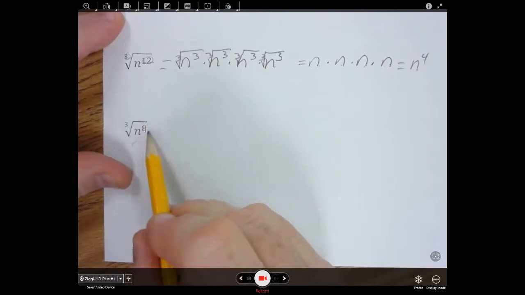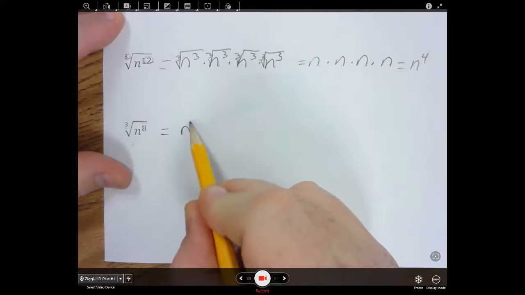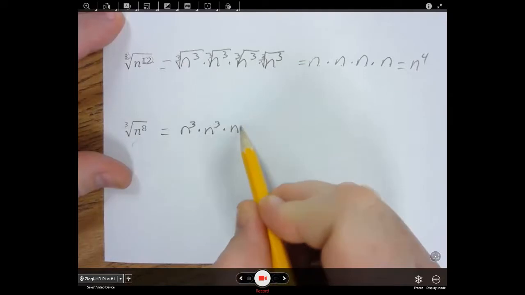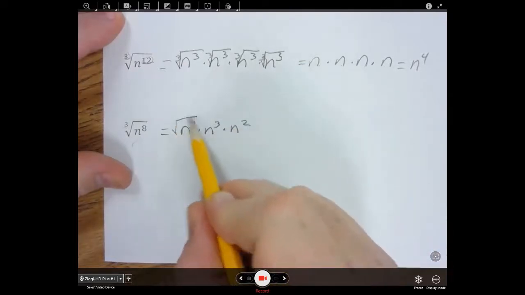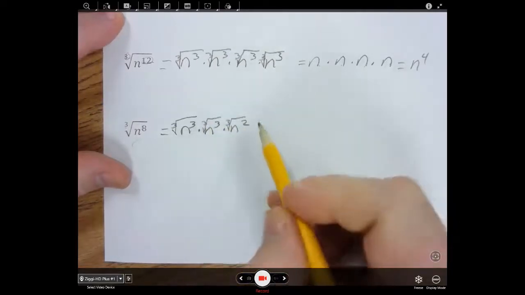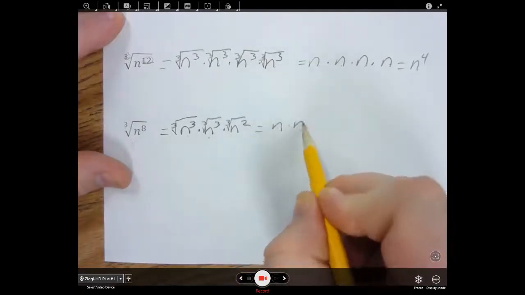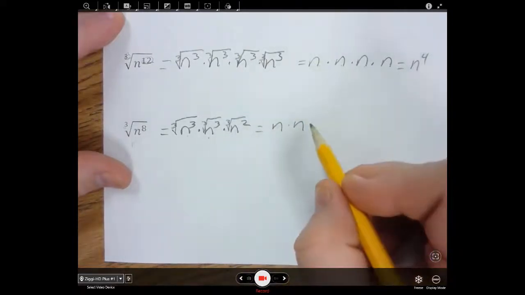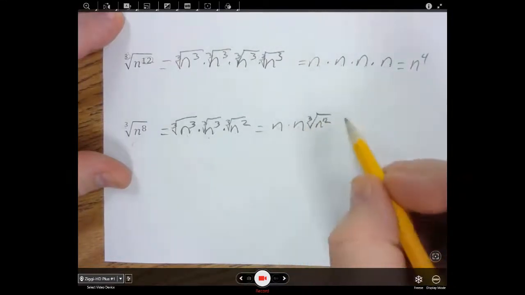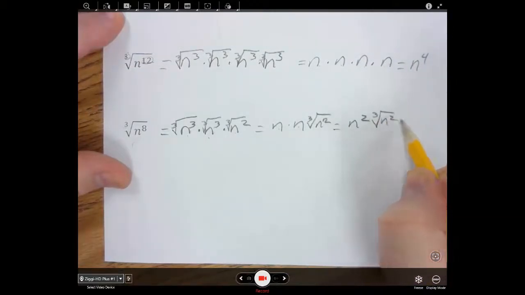What if we have an exponent that's not a multiple of 3, or the index itself? We're still going to put groups of 3, so n to the third, that's 3. n to the third is 6. Now I have 2 left over, so n to the second. And we're going to put each one under the radical, cube root, cube root, cube root. So the cube root of n to the third is n. Cube root of n to the third is n. And the cube root of n to the second can't come out, so the n squared stays underneath. n times n is n squared times the cube root of n to the second.